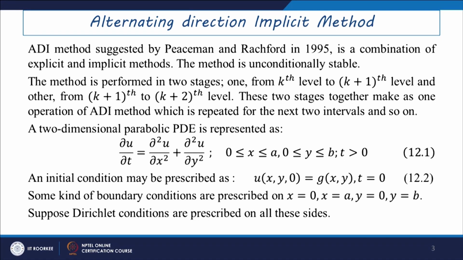The alternating direction implicit method was suggested by Peaceman and Rachford. This is a combination of explicit and implicit methods, which is why it is called a semi-implicit method. This method is also unconditionally stable, since we have already discussed that the Crank-Nicolson scheme is also unconditionally stable. The method is performed in two stages. In the first step, we move half a time step in the x direction, and in the second step we move half a time step in the y direction.